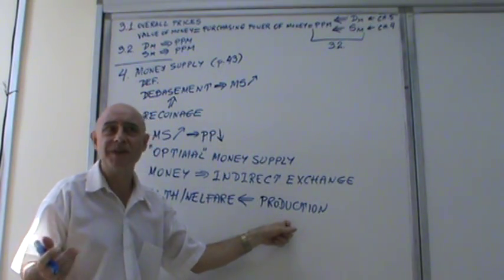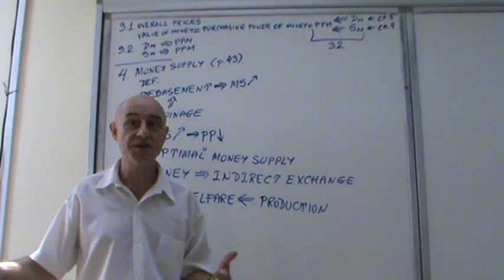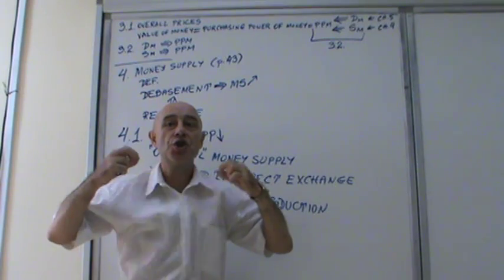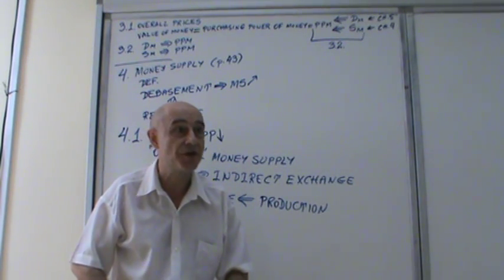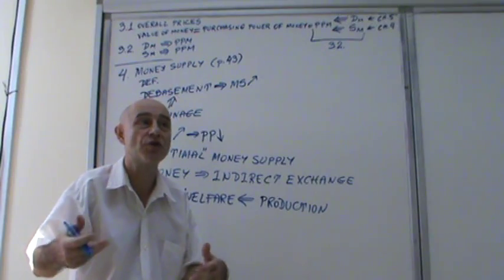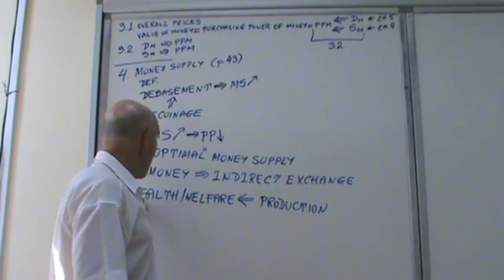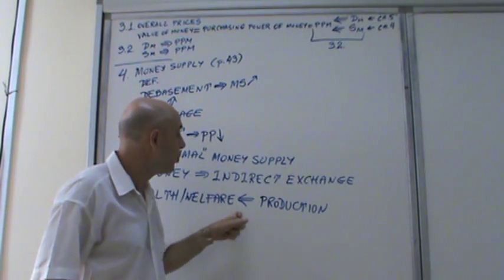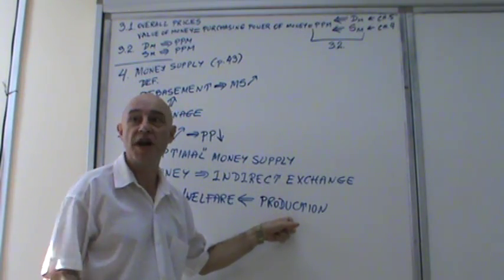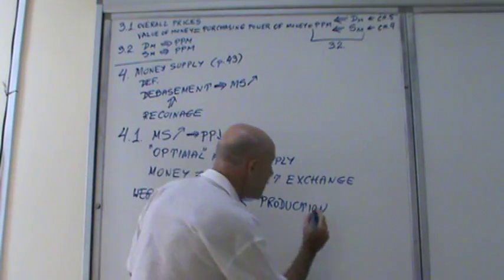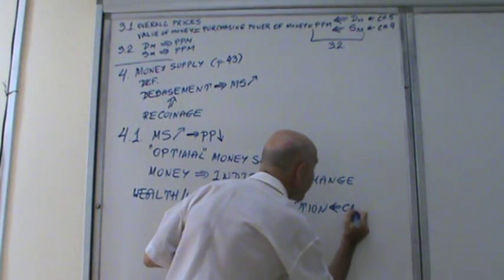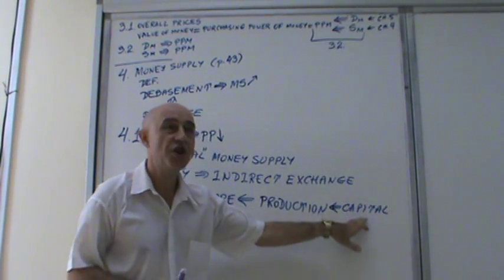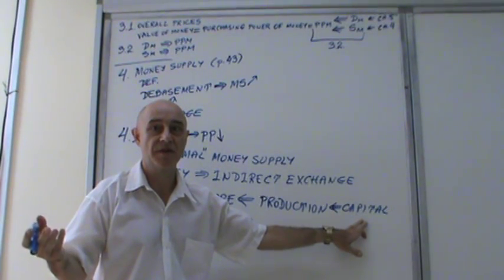It depends on simple things like how many fields of rice you have, how many watch factories, how many shirt factories, how many belt factories you have, okay? How many computer phones. In other words, wealth and welfare in a country, in a nation, whether a nation is rich or poor, depends on the production that you produce. And production depends on capital. Capital is machines and equipment.